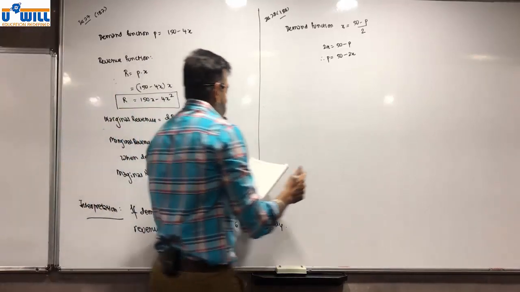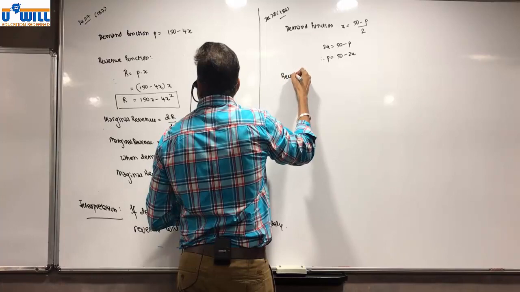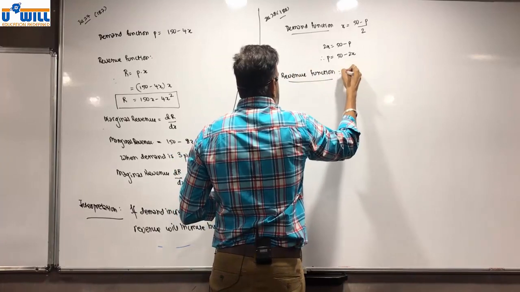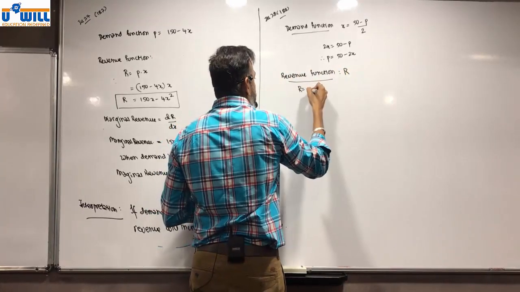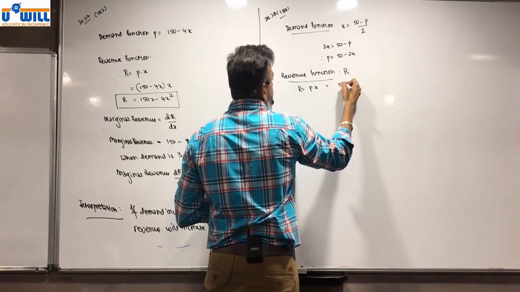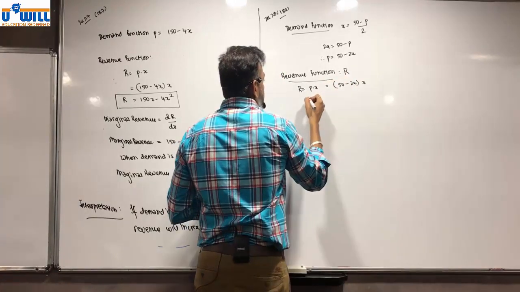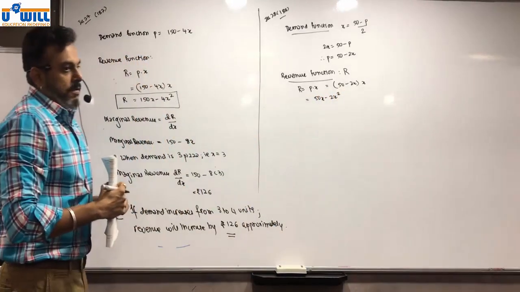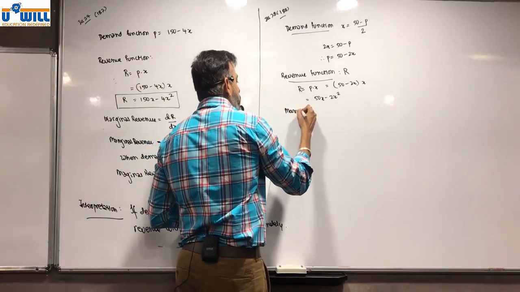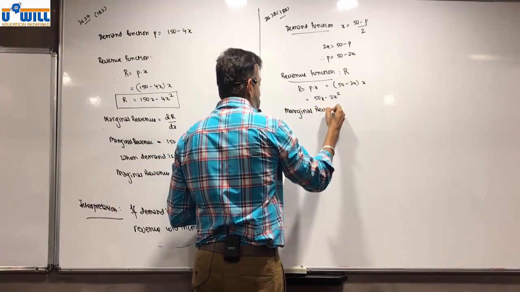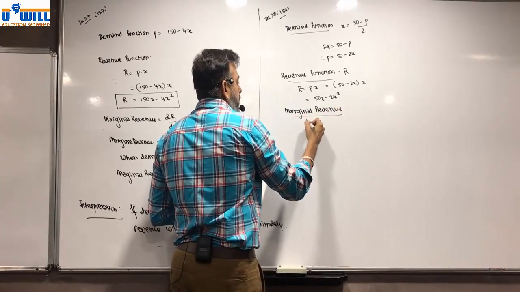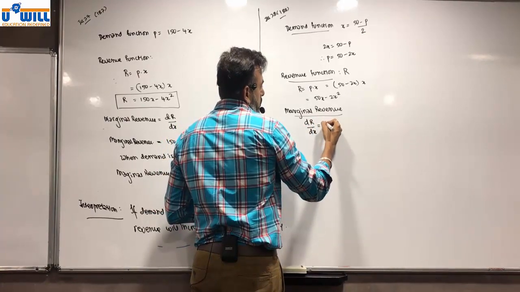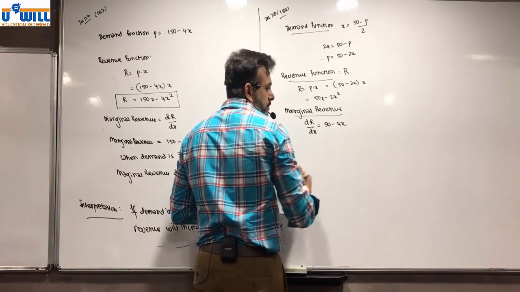Okay. Now revenue function. R is equal to P into X, which is equal to 50 minus 2X into X, which is equal to 50X minus 2X square. We have to find marginal revenue also. Derivative of R with respect to X is equal to 50 minus 4x.